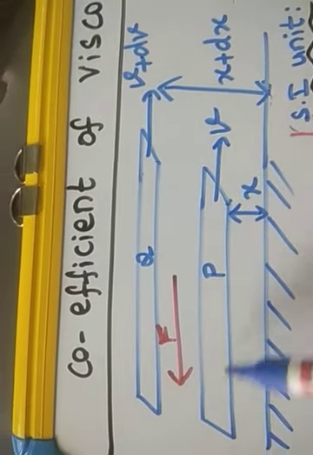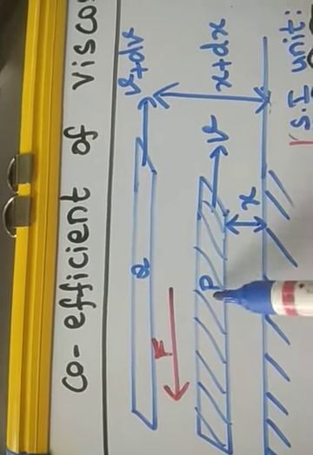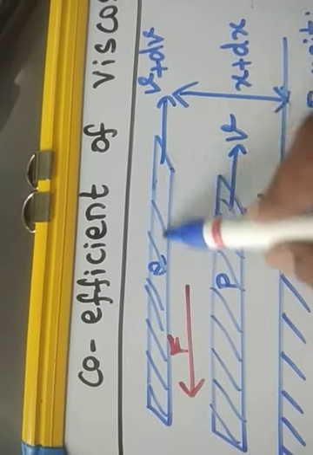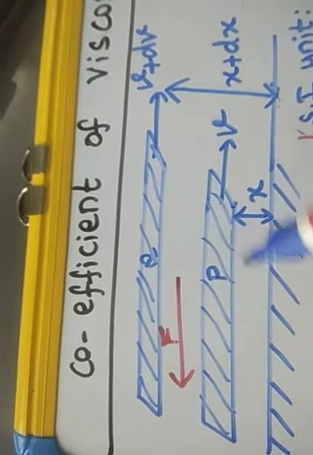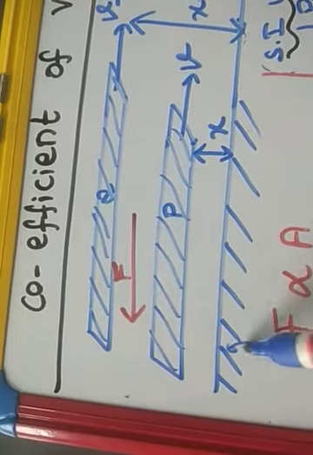First we take a layer of liquid which has the area A. There is a layer of the same area just above this bottom layer. P is the first layer and Q is another layer. The distance between these two layers is dx. This is the ground surface.